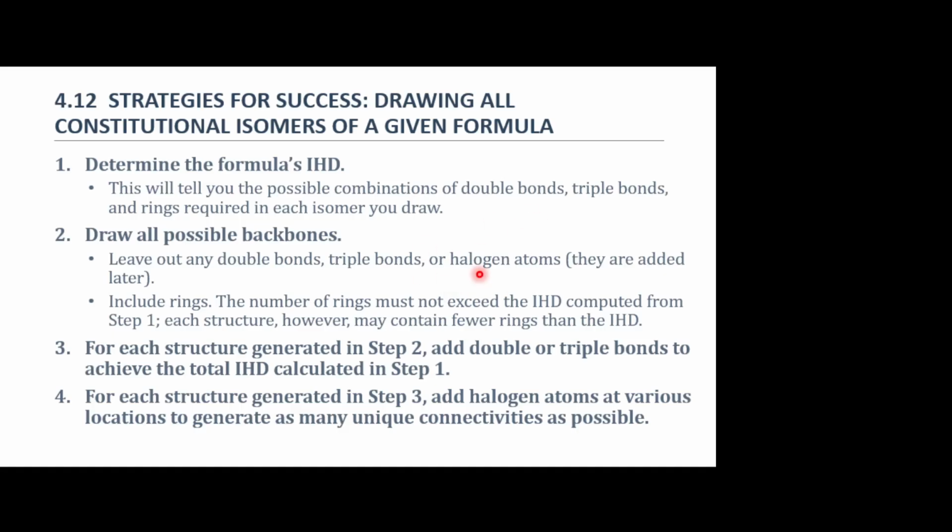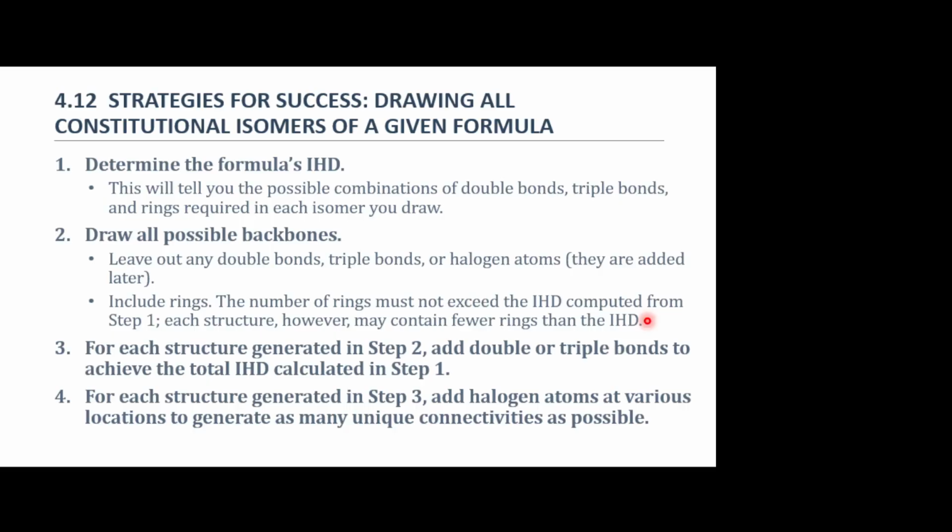Okay. So the next thing you want to do there is leave out any double bonds, triple bonds, or halogen atoms because you want to fill those in later, okay? If you start with them in, you're going to end up having a lot of difficulties later because you're going to have to break them, then make them, right? Break them, then make them. And so it's going to make extra work.